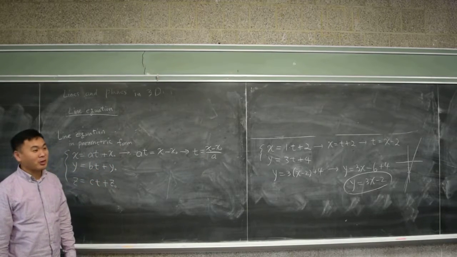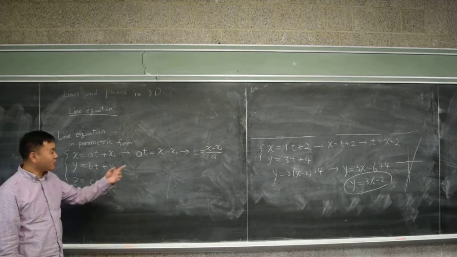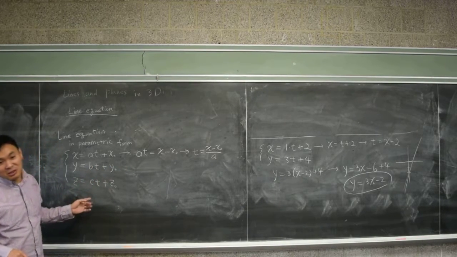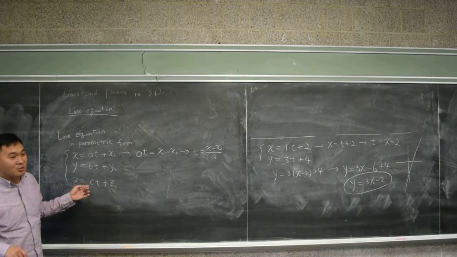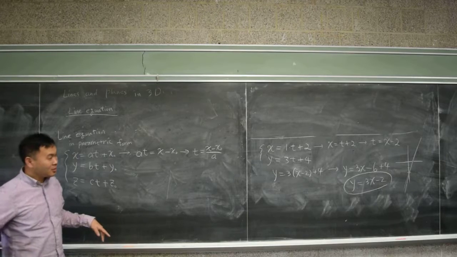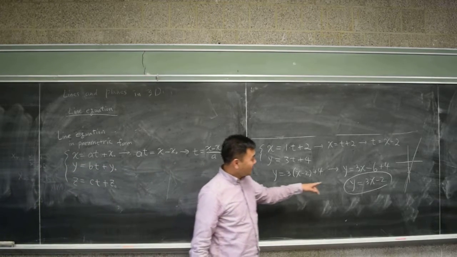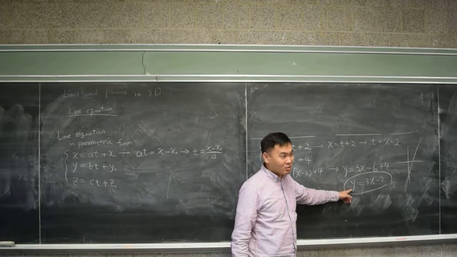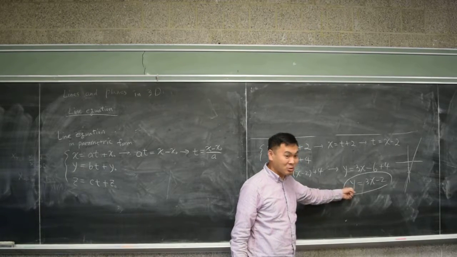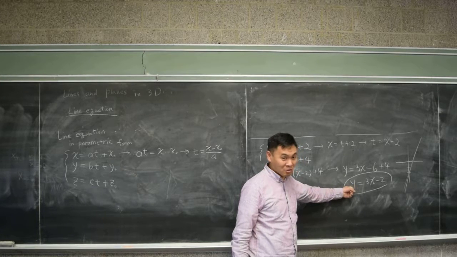Then suddenly you realize that if you plug it into the next two and get rid of the t, you don't get a single equation. You get two equations, right? So you immediately realize that something different is happening in 3D. It's not the same as 2D. In fact, this type of equation, if you think about this as a three-dimensional equation, will no longer be a line.